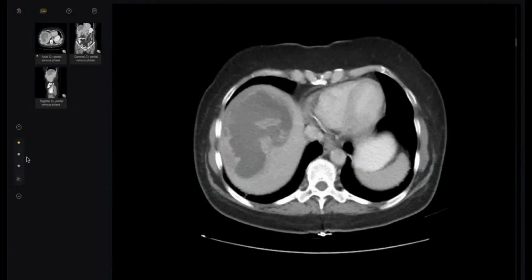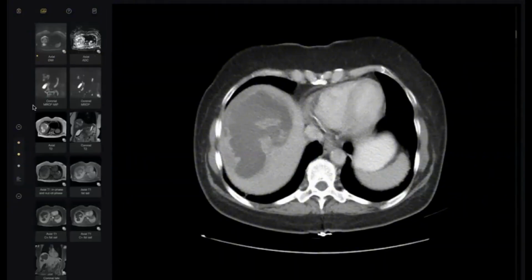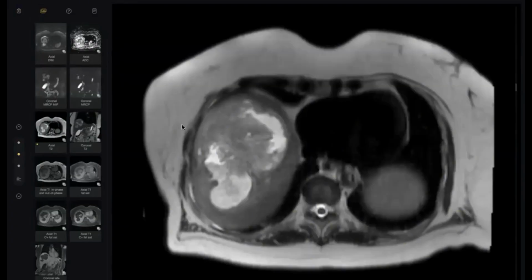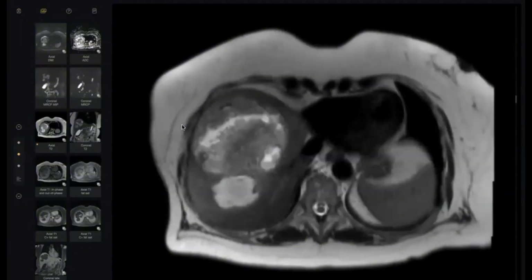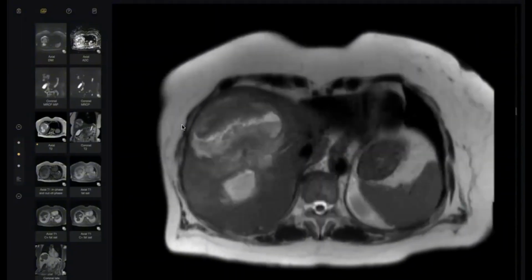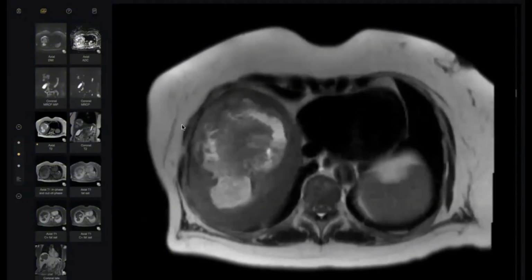I have been presented with an axial abdomen CT scan for a 60-year-old patient with a history of abdominal pain. Not CT, this is an MRI study. Yes, these are MRI axial images, T2 sequence.